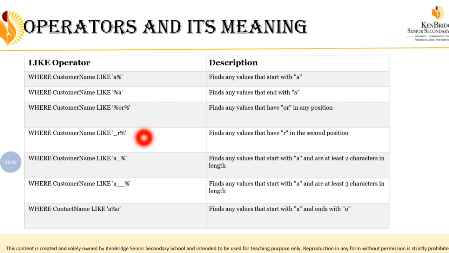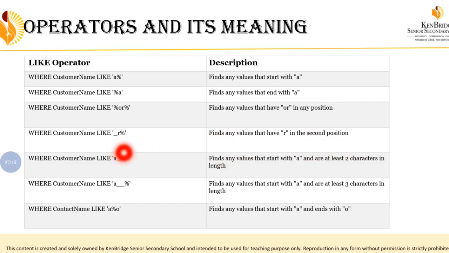And the next one is _r%. As I said earlier, underscore denotes only one character. So in the sense, R should be in the second position of the name, right? So this will find any values that have R in the second position. And the next one is A_%.